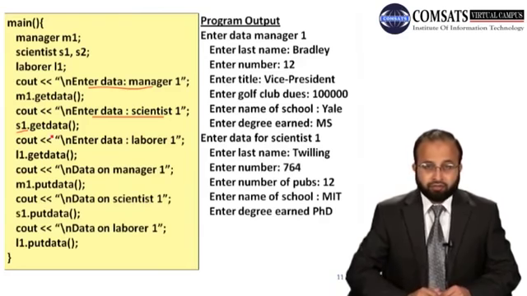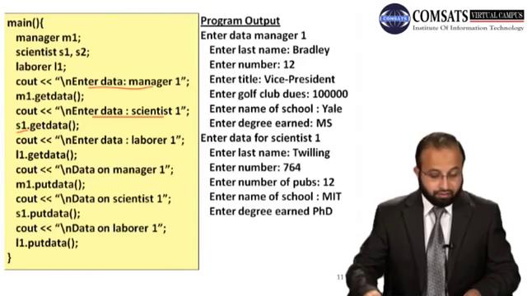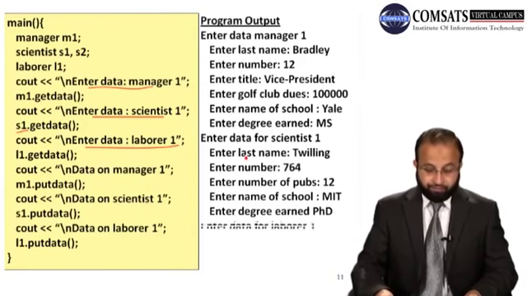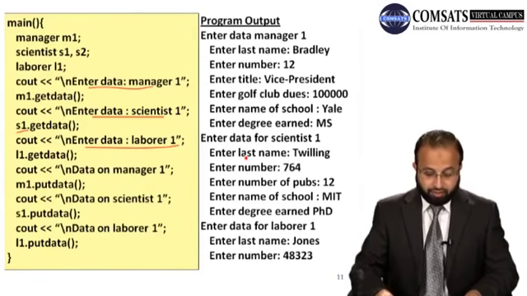Student scope resolution operator get edu. Now it will invoke the student function get edu, and it will display the message enter name of the school and highest degree earned, right? So the third one is basically the enter data, and that is laborer 1. For laborer 1, enter last name and enter number.